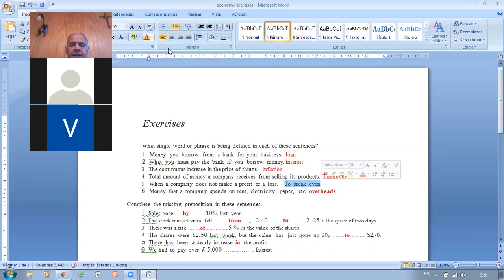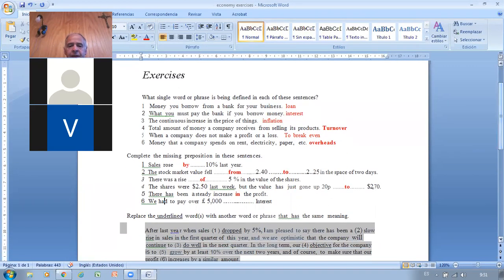And then money that a company spends on rent, electricity, paper, etc., that's overheads. Now the use of the prepositions, I answered this because it's kind of complicated too. Sales rose by 10% last year. Here we are using the prepositions with this vocabulary. Stock market value fell from 240 to 225 in the space of 2 days. From, to, de, hasta, right? There was a rise of 5% in the value of the shares.